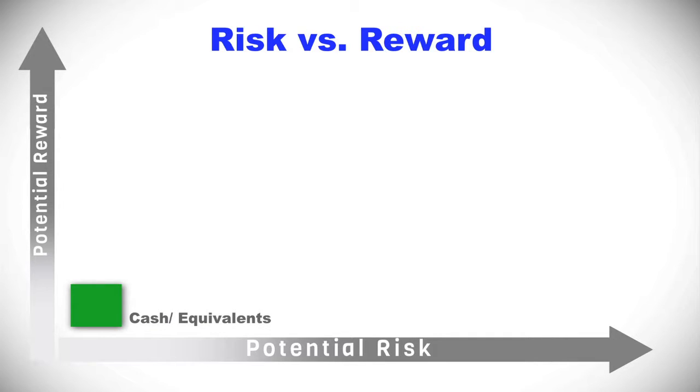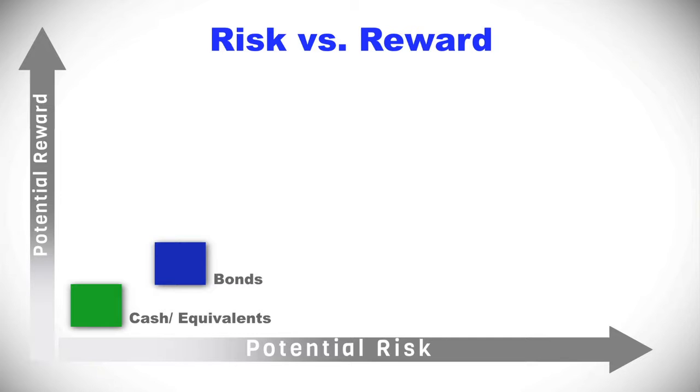Now coming in on the low end of the risk-reward ratio is cash or cash equivalents, like money market mutual funds. The risk of losing value is low, but the chance of potential growth is also very low, making it a very conservative asset class. Next we have bonds and bond funds, a little more potential risk, but also more potential reward than cash.